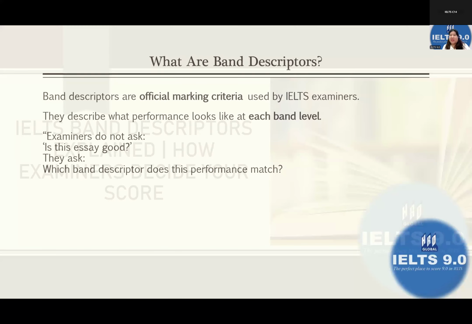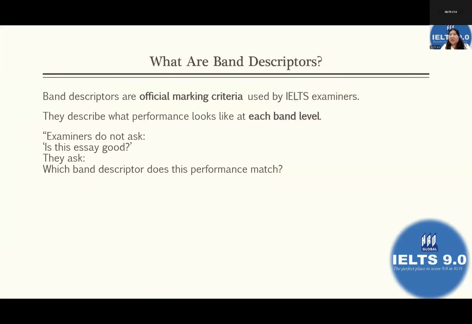In the previous video, we learned what IELTS band scores mean. Now we go one level deeper because band scores come directly from band descriptors. If you don't understand these descriptors, you're studying blindly. Band descriptors are the official marking criteria used by IELTS examiners. They clearly describe what performance looks like at each band level, from band 1 to band 9.